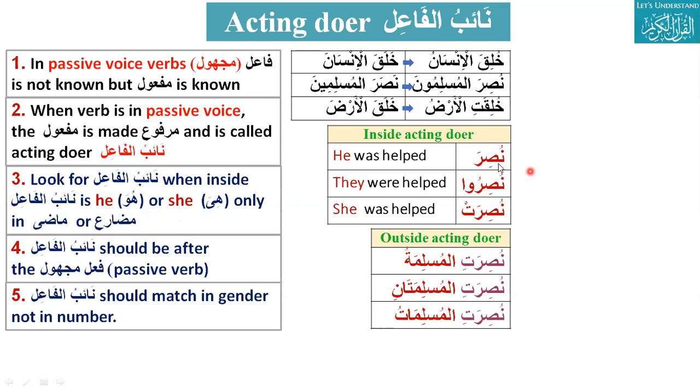Here, if we have nusira, nusiru, nusirat, for which word do we have to look for the acting doer outside? All of them, singular, plural, and feminine. Are you sure that in nusira? Okay, here what we are saying is to look for the na'ibul fa'il when the inside doer is he or she. So where in nusira?